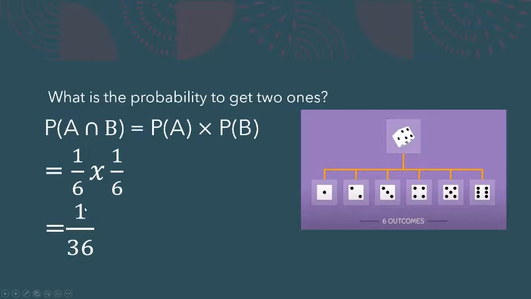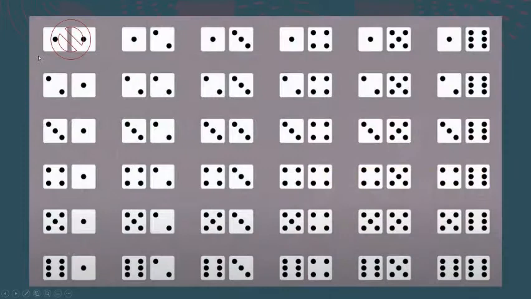Kasi ang number of favorable outcomes natin ay isa lang, which is yung 2 ones over dun sa 36 possible outcomes ng dalawang dice. Para mas maintindihan natin, tignan natin ulit yung table. So, kinancel out ko yung favorable outcome natin, which is yung 2 ones. Tapos, binilang ko lang lahat ng total ng possible outcomes, which is 36. Kaya naging 1/36 yung sagot.